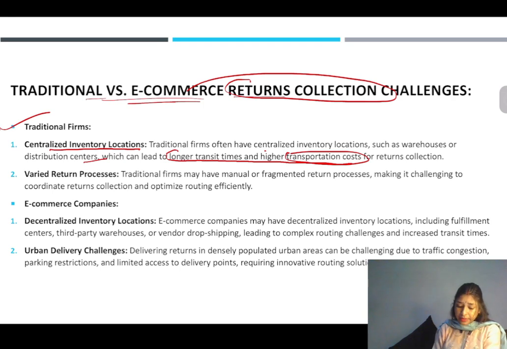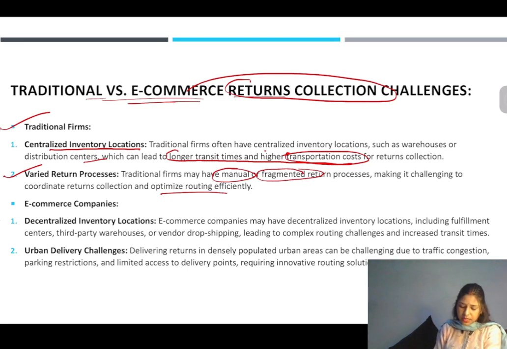The next challenge that the traditional firms faced was the varied return processes. Since they were using manual and fragmented return processes, it was a challenge for them to coordinate with all the return collection parties and optimize the routing efficiency. So this was the issue with the traditional.